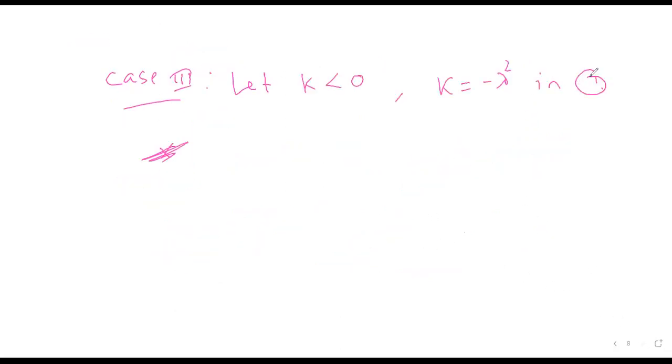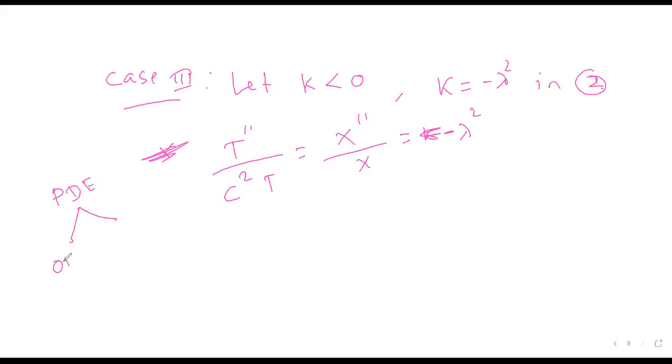So in equation number 2, if you substitute this one, you will have T double dash over c square T, which is equal to X double dash over X, which is equal to k. So if you put minus lambda square, actually the separation of variables is reducing our PDE to 2 solvable ODEs, ODE 1 and ODE 2, in terms of x and in terms of t. As you know, ODE is about the one variable case. PDE has x comma t.